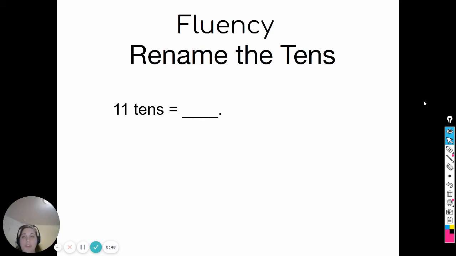While we're doing this fluency, you can pause the video until you have your answer and then press play once you have your answer to match it with mine. 11 tens. So we would write 11 and then add our 0 in the ones place. We have 11 tens, which is 110.